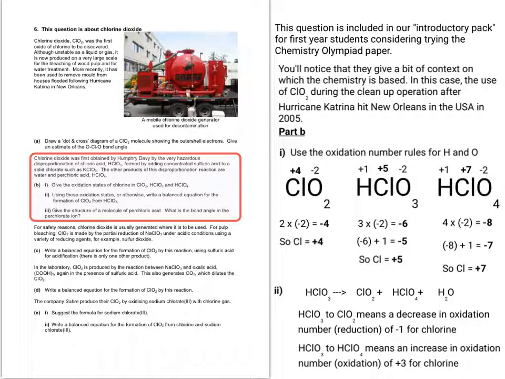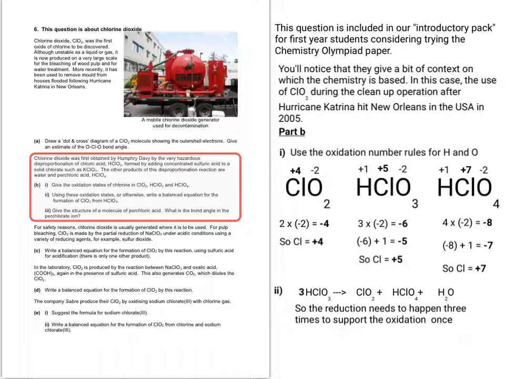HClO3 going to ClO2 means a decrease in oxidation number, in other words a reduction, of -1 for chlorine. At the same time though, HClO3 turns into HClO4, which means an increase in oxidation number, or oxidation, of +3 for chlorine. So the reduction needs to happen 3 times to support the oxidation once. So you need 3 HClO3s to allow for this, which allows us to deduce the remaining balancing numbers.